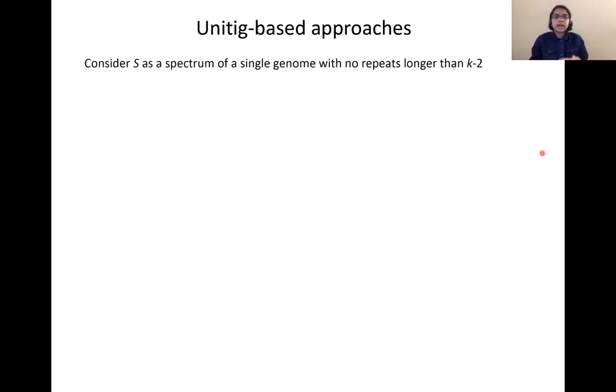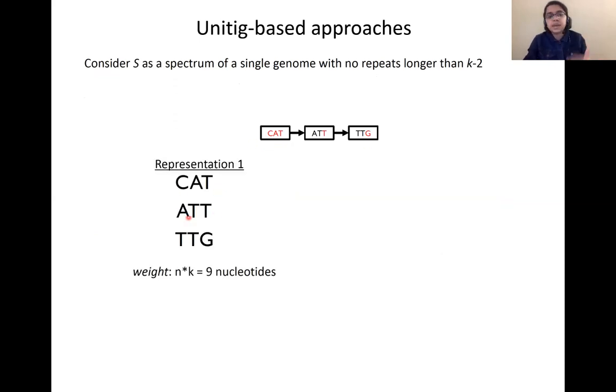Now, let's look at a k-mer set S, which is a spectrum of a single genome with no repeats longer than k-2. That simply means we have a graph that consists of a single linear path like this. So a naive way to represent this set is just write down each of the k-mers one by one, and that will require n times k nucleotides. So here n is the total number of k-mers.